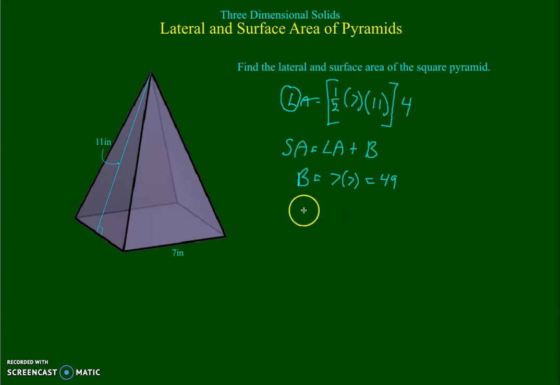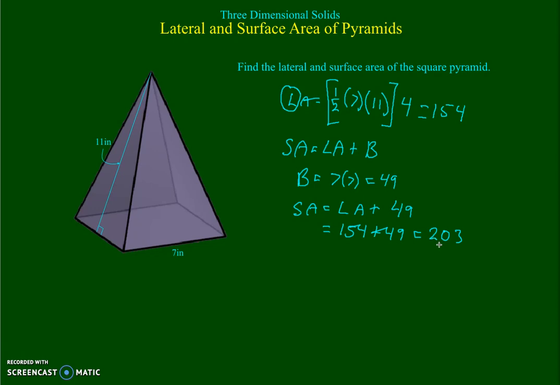And so surface area is going to be lateral area plus big B, which is 49. Now that's all we have to do is find this calculation, and this value is going to be 154, and that makes this guy 154 plus 49, which is 203. Well, that was a fairly basic example.